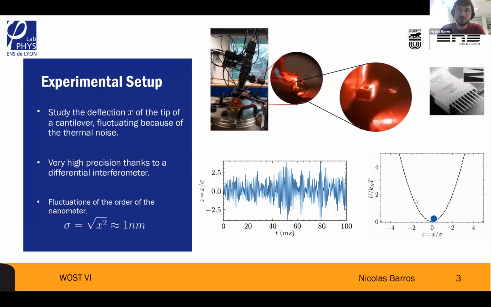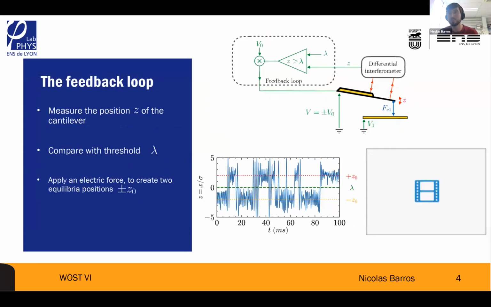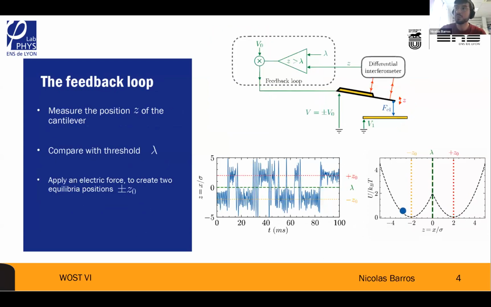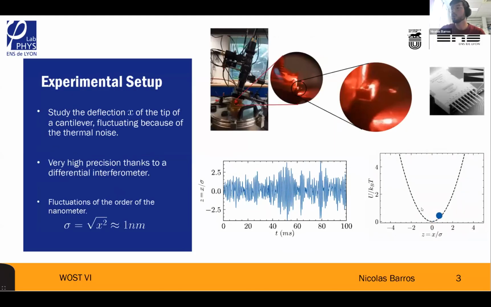So it's sensible to thermal fluctuations, but we want to interact with it to do stochastic thermodynamics. In order to do so, we implement a feedback loop where at all time we will measure the position Z of the cantilever, which is proportional to the position of the cantilever. And according to its position relative to a threshold that we denote lambda, lambda will be the interesting parameter in the study. Depending on this position, we will apply a force that will shift its equilibrium position between two values. As a result, the dynamics is just of... I'll play that again.